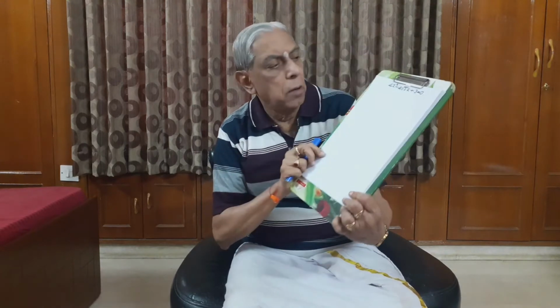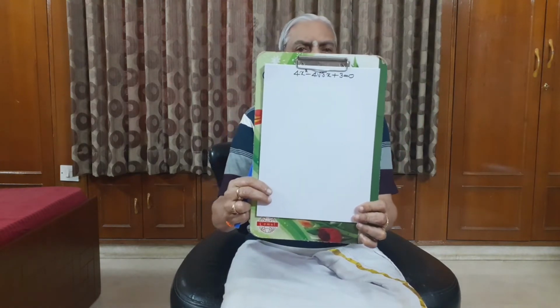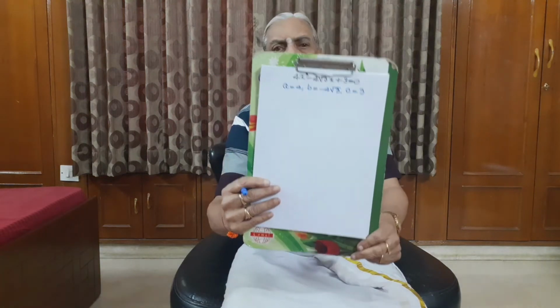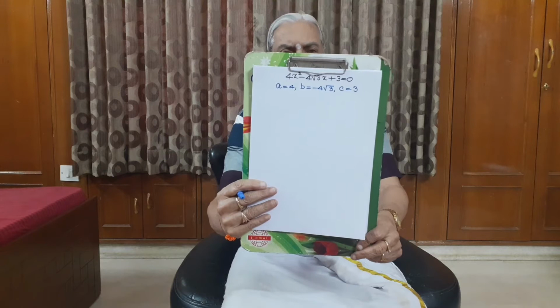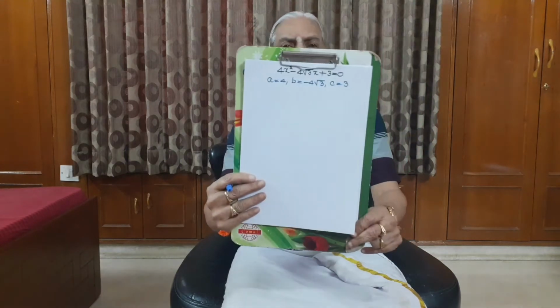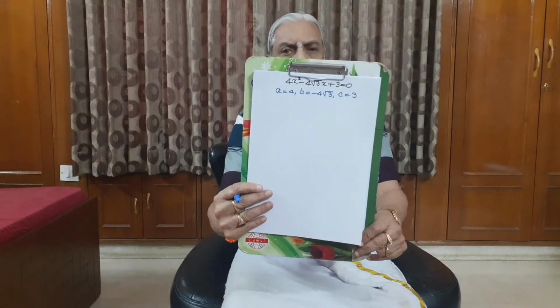4x squared minus 4 root 3x plus 3 equals 0. Analyze. What is A? A is equal to 4. And B takes the value minus 4 root 3. That is very important. And what is C? C is equal to 3. See that? A is equal to 4. B is equal to minus 4 root 3. And C is equal to 3.